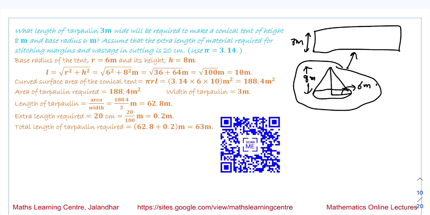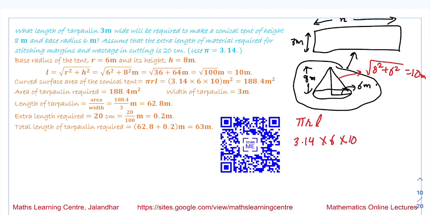this region, whatever the length we have. Suppose the length we have is x. So first thing we have to calculate is the slant height. So slant height will be square root of 8 square plus 6 square, and this value comes out to be 10 meters. So the curved surface area will be pi r l, that is 3.14 into 6 into 10, and this should be equal to 3 into x.